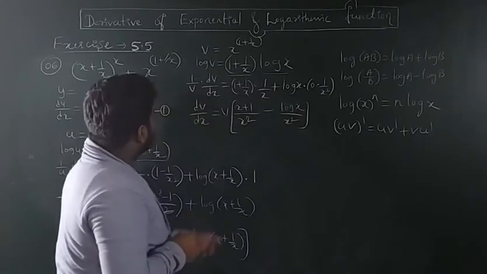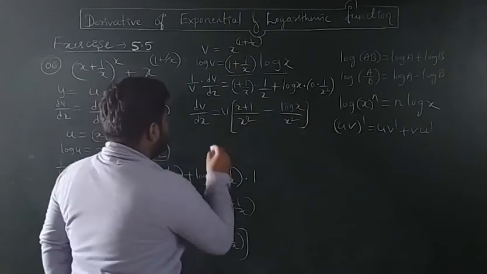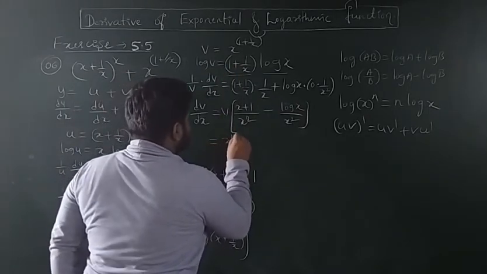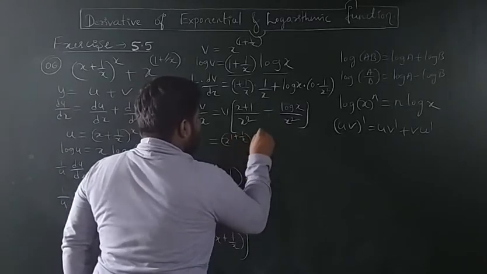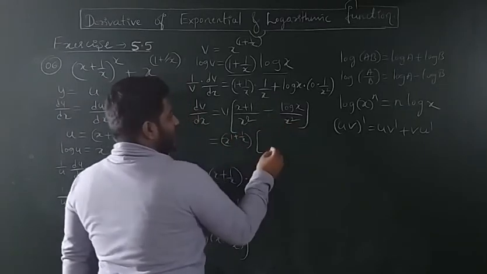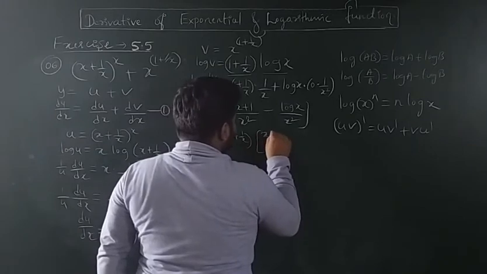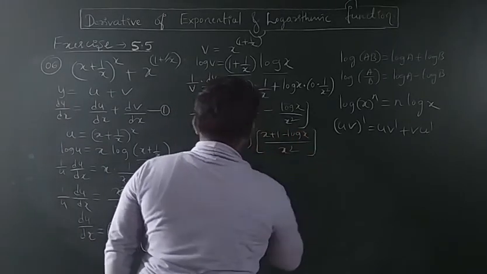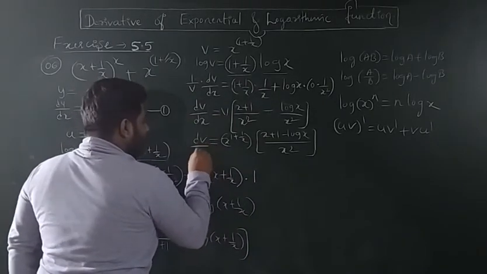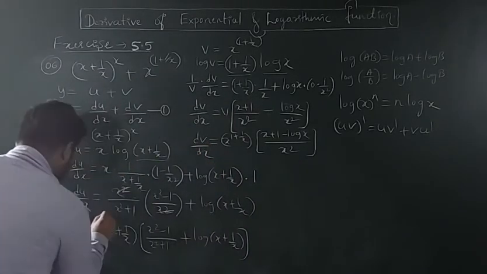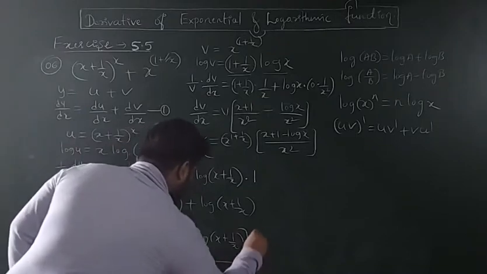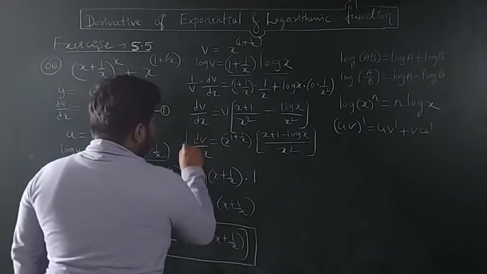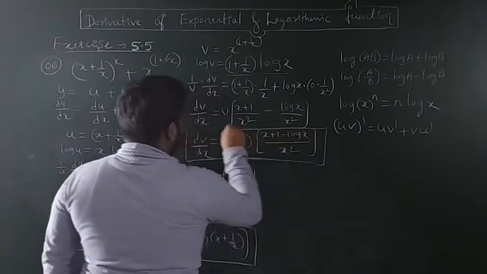So finally we can write whatever the v value is as it is, x raised to 1 plus 1 by x, and both the LCMs are the same, so we can combine them: x plus 1 minus log x, the whole divided by x square. So this is dv by dx. Now we have got du by dx, and here we got dv by dx.